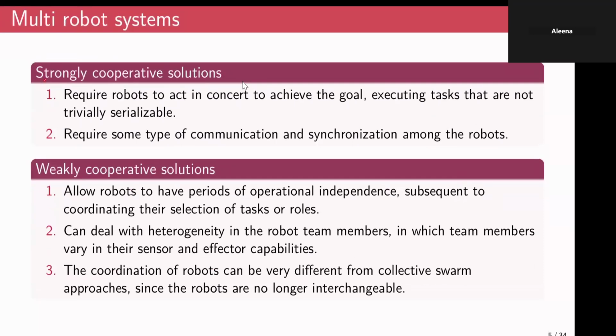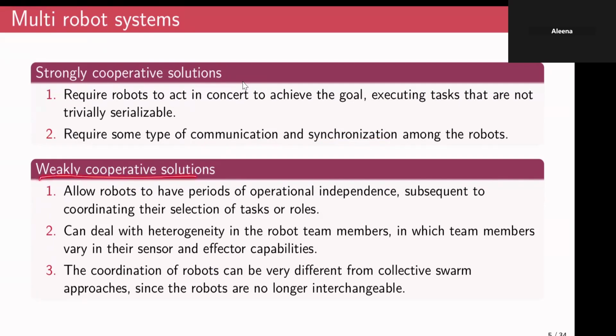As the name suggests, a strongly cooperative system requires robots to act in concert to achieve the goal, executing tasks that are not trivially serializable. So essentially, what we have discussed in the previous slide, the member robots will have to act in concert, or will have to be synchronized so that a task can be executed. And the second point is they require some type of communication and synchronization among the robots. So each member will have to react based on what other members are doing. That's what synchronization means, and synchronization essentially requires very frequent communication as well.